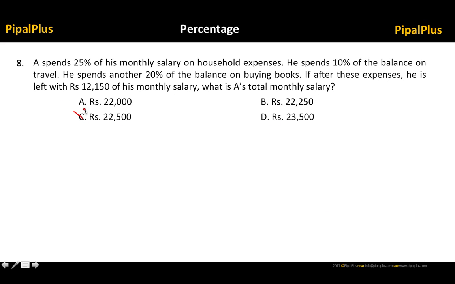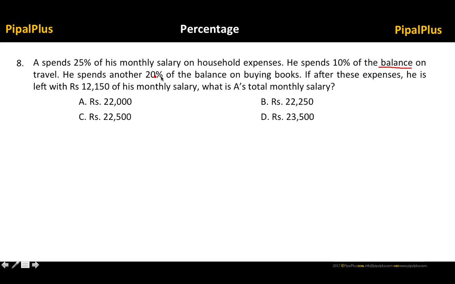Question number 8. It says A spends 25% of his monthly salary on household items, right? Then he spends 10% of the balance. Okay, so this is not 10% of the total salary. It is 10% of what is left after making this expense on travel.